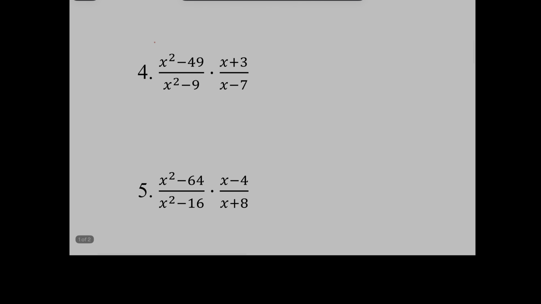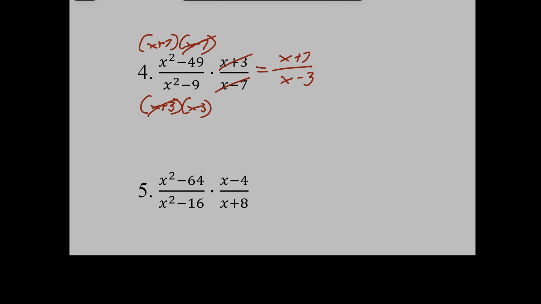Okay, how about this one? That's going to be difference of squares, x plus 7, x minus 7, and this is going to be an x plus 3 and an x minus 3. Okay, x plus 3, x plus 3. And what's left over? An x plus 7 over an x minus 3. Okay, that's supposed to be a 7. There you go. Okay, next one.